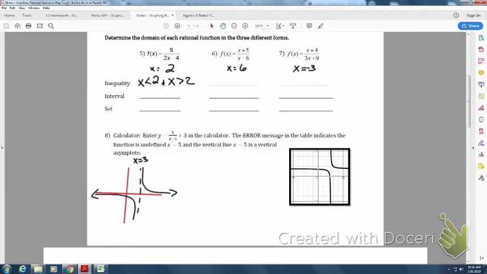For your interval, it's going to go from negative infinity to 2. Then you're going to have that union sign. And then it's going to go from 2 to infinity.